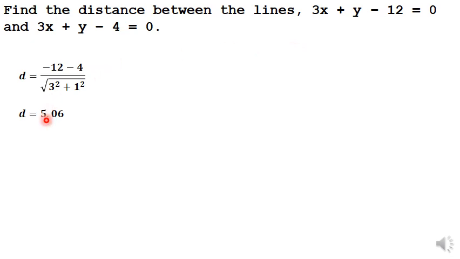Now the result is negative 5.06. Since we are referring to distance and distance will always be positive, we take the absolute value, which is 5.06.